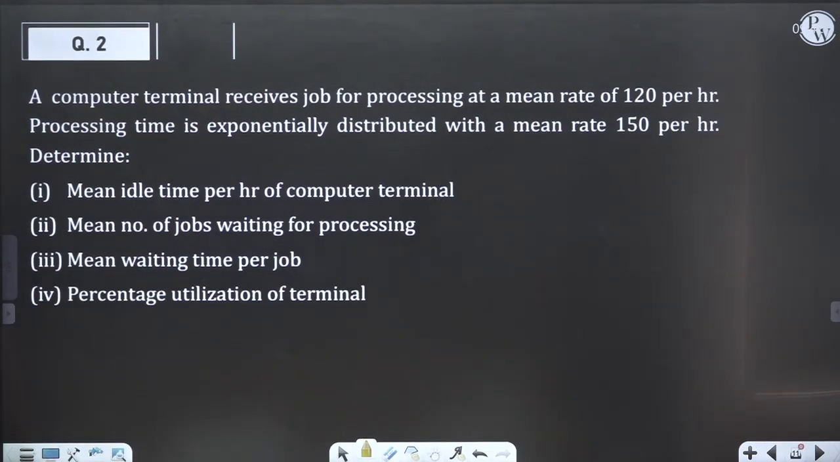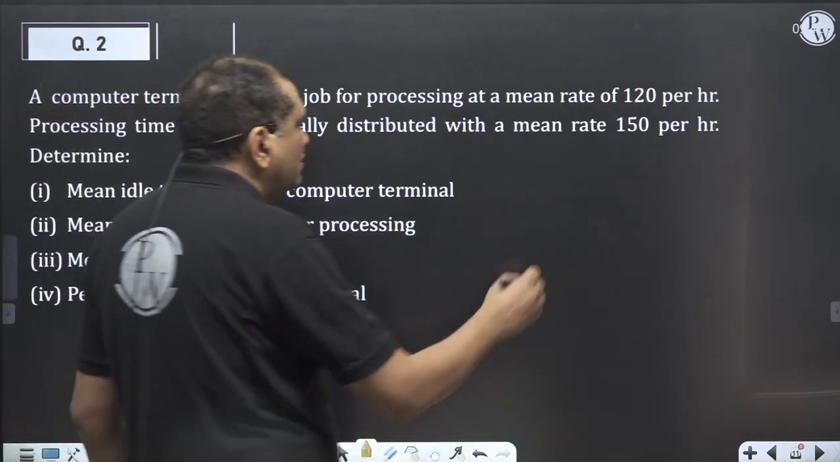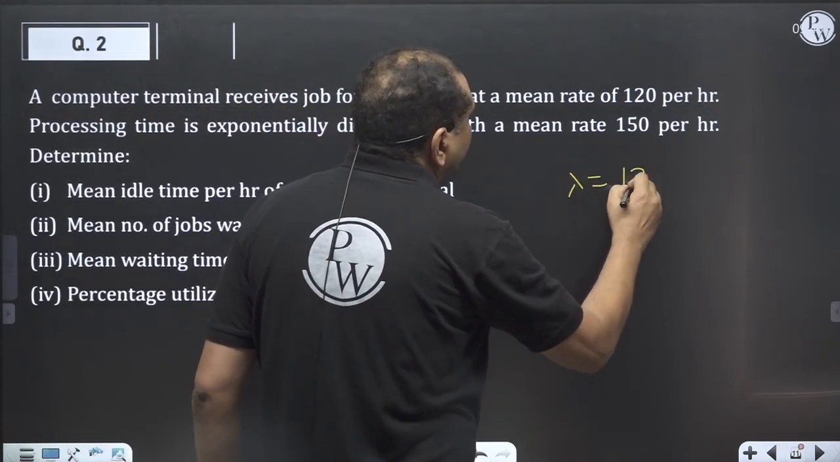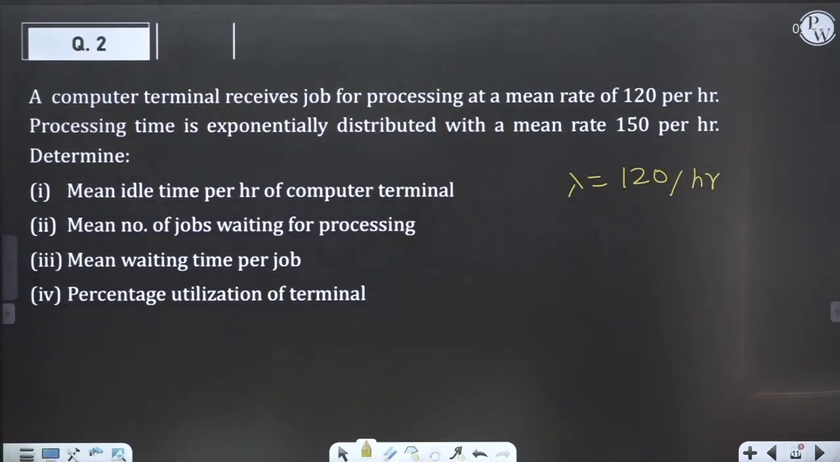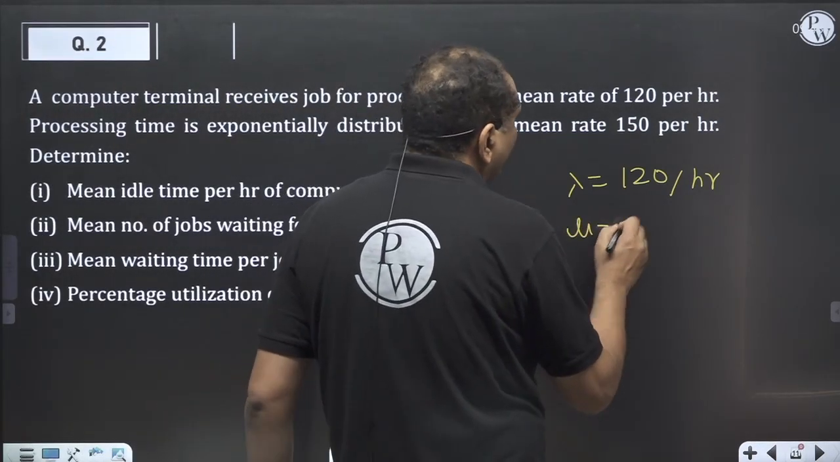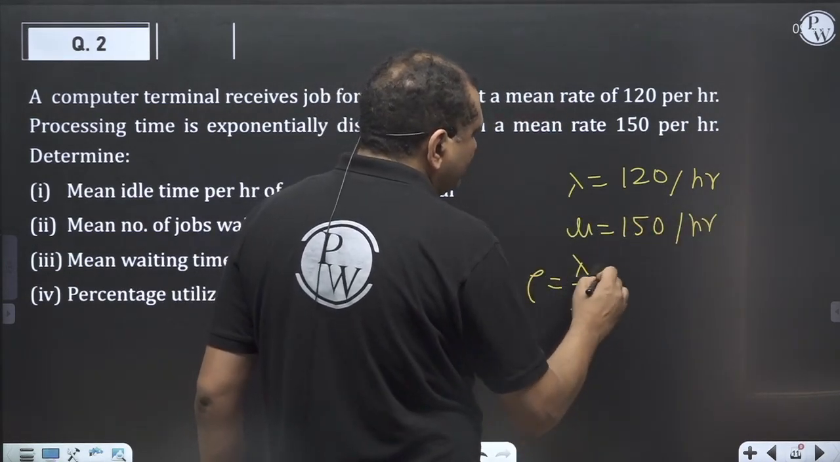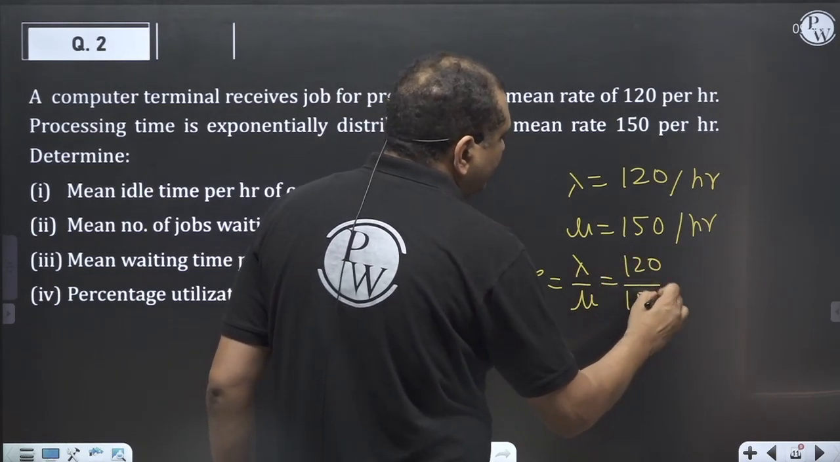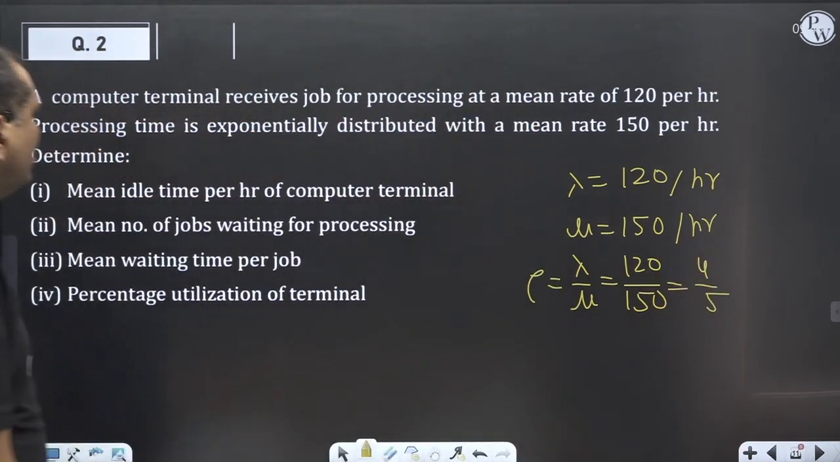A computer terminal receives jobs for processing at a mean rate of 120 per hour. So lambda is 120 per hour. Processing time is exponentially distributed with a mean rate of 150 per hour. So rho is lambda by mu, so 120 by 150, so 4 by 5. That is the information we can gather from this one.